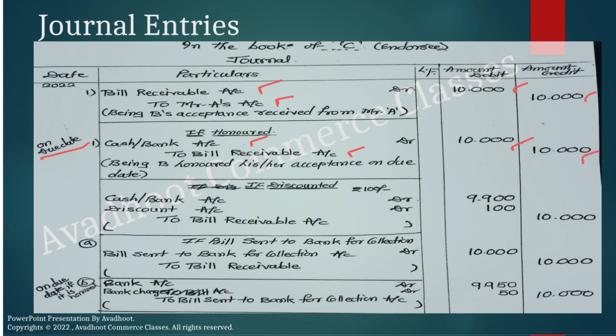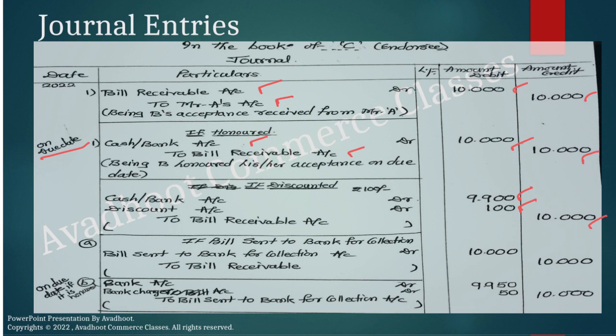But before that, if the bill is discounted with the bank by Mr. C, the entry will be: what comes in is cash or bank, and discount is, suppose, 100. Cash or bank account debit 9,900, discount account debit 100 rupees, to bill receivable 10,000 because the bill goes to the bank. Now, on the due date, the bank will go to Mr. B and collect the amount. Bank is going to make their entries, there is no problem.